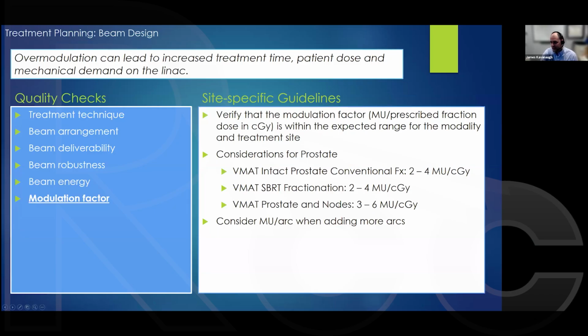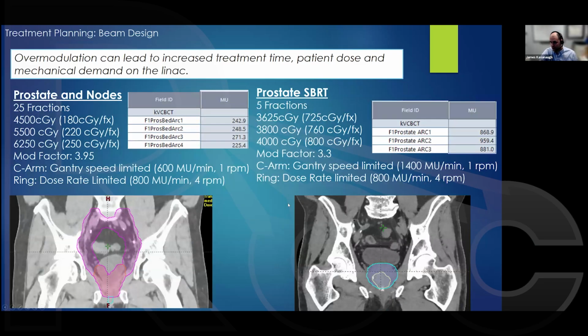Prostate nodes might get a little bit higher. If you're using static field IMRT with sliding window, those numbers can be quite a bit higher, something in the 6 to 10 range for static field sliding window. If you start getting a really high MU per arc, that sometimes is an indication you may benefit by adding an additional arc. So what does that look like?